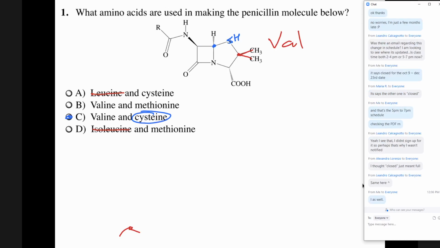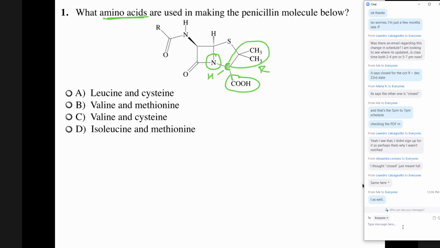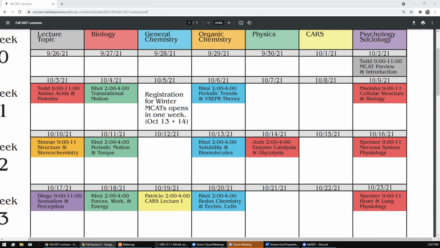I'm going to erase everything to start from scratch. So in this one, we know that we're looking for amino acids. Amino acids have a carboxyl terminal, an amino terminal, a carbon with an H, and an R group. They have a carbonyl, nitrogen, carbon with an H, and an R group.